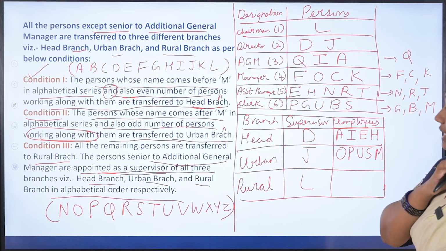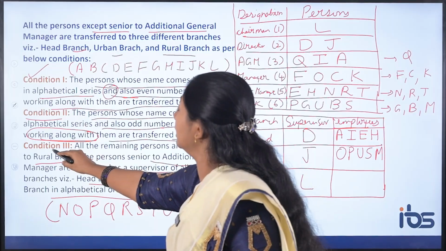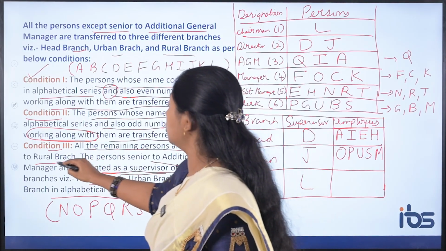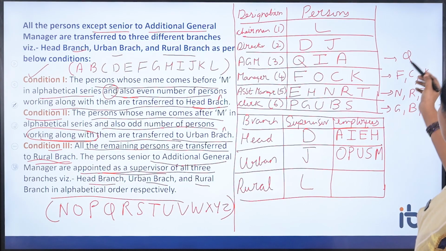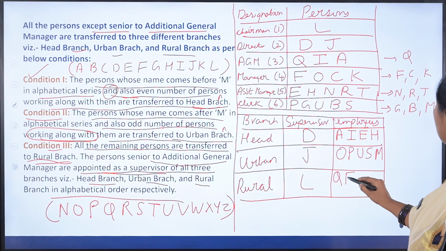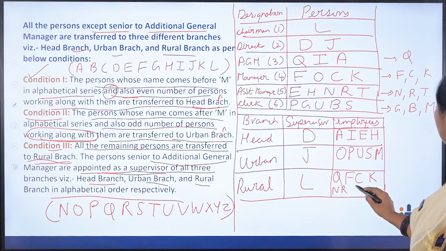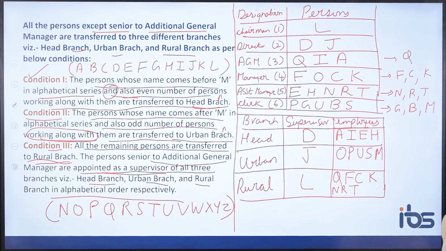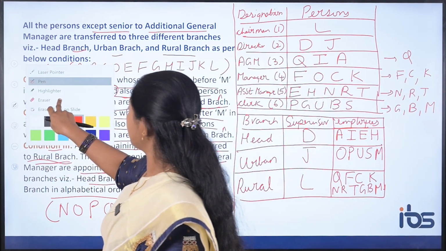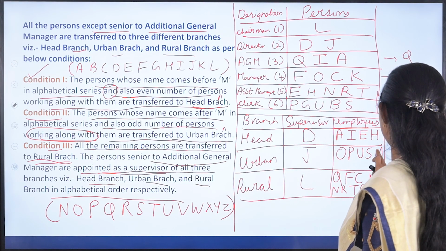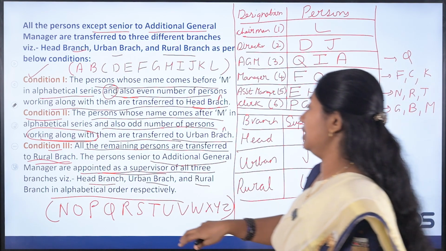Now, what is the next condition? The third condition: all the remaining persons are transferred to rural. So who are the remaining persons? Here we have Q, F, C, K, N, R, T, G, B, M. M will not come in urban, so I will erase it because they have not said M will come here. So G, B, M, that is it.